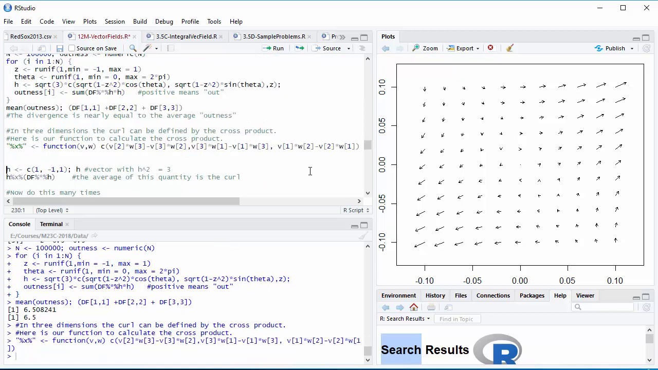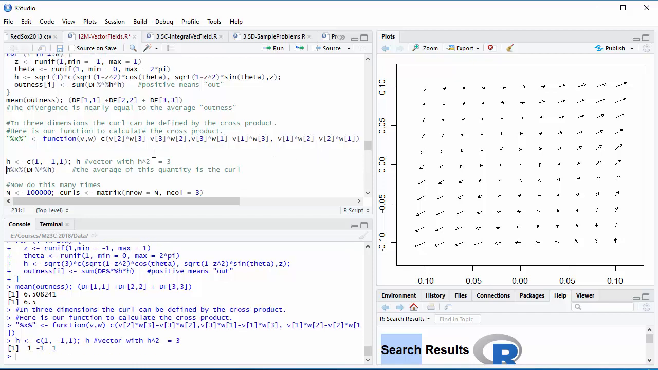I can do the same thing with the curl, but now I need to use a cross product instead of a dot product. So here is a cross product function. It takes 2 vectors, v and w, and computes the first, second, and third components of the cross product. Here is one vector whose squared length is equal to 3, and what I do is to apply the Jacobian matrix to that increment vector and then take the cross product with the increment vector to get another vector.